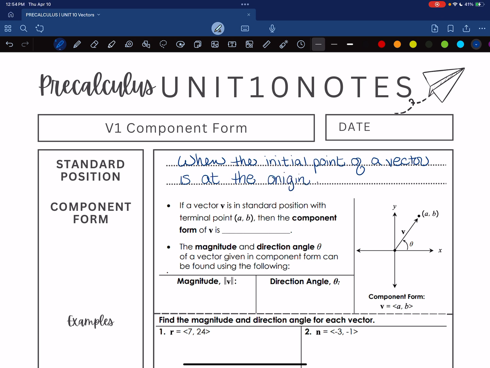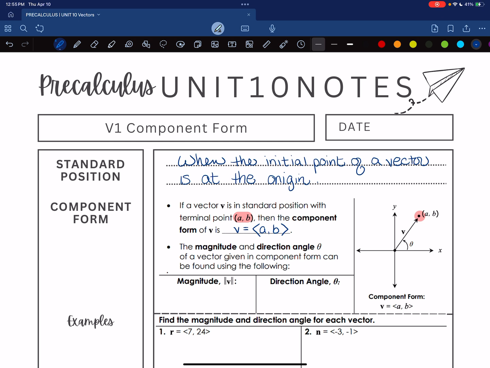So when you have a vector in standard position and its terminal point is, like you can see highlighted here, let me highlight it for you. Here's that terminal point (a, b). Then we can write our vector in what is called component form, and that would be to write it like this: the vector v, and then inside these vector brackets, a, b.